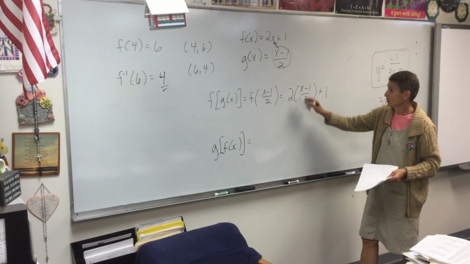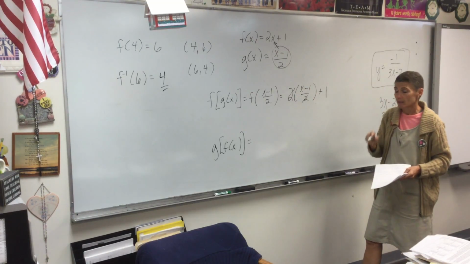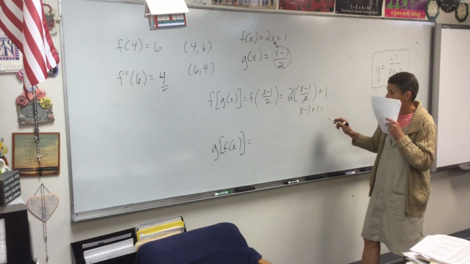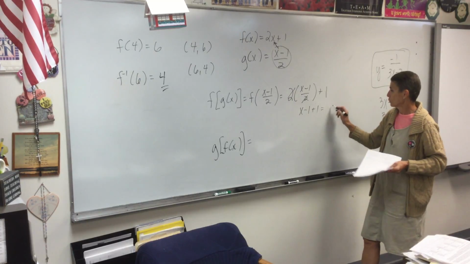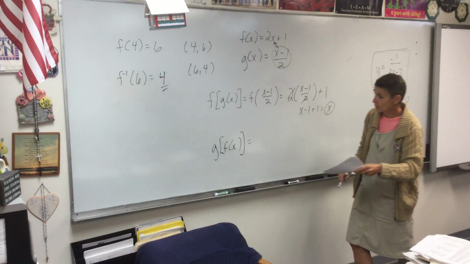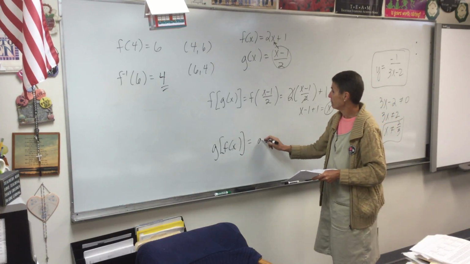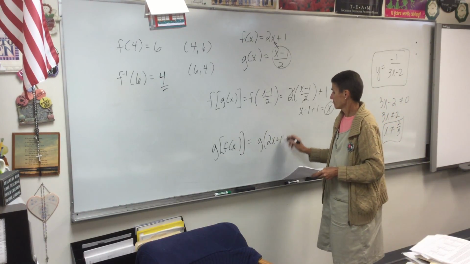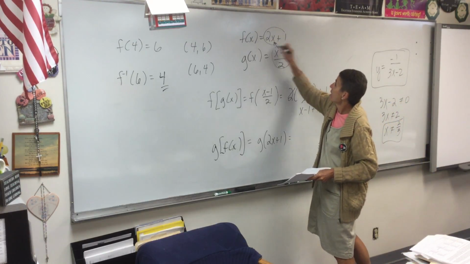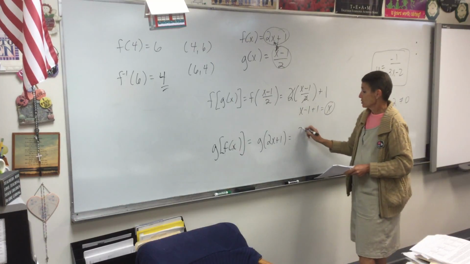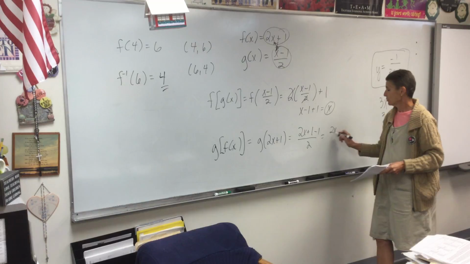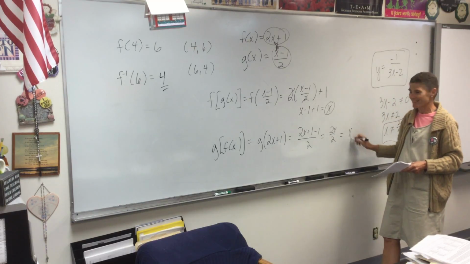Now don't panic. Look, the 2's cancel. What are we left with? x minus 1 plus 1, which is x, what we wanted. All right, now go the other way. Plug f into g. So we're going to take f and plug it into g. So (2x plus 1 minus 1) over 2 is 2x over 2, which is x.